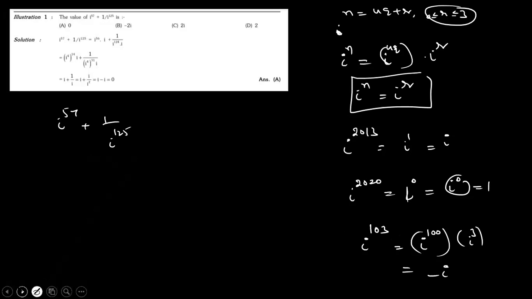i power 103 means 100 into i cube. i cube is how much? Minus i. So these type of values you should remember thoroughly. Now question number 1: i power 57 plus i power 125. These values you can practice yourself.